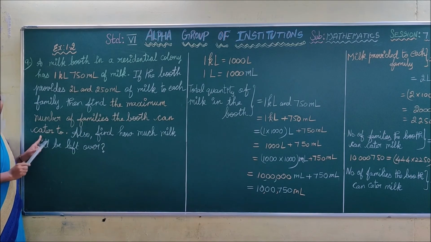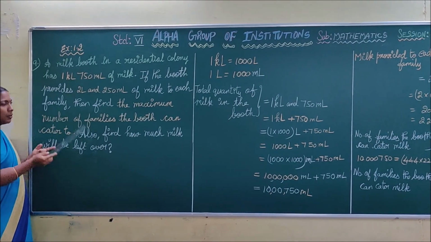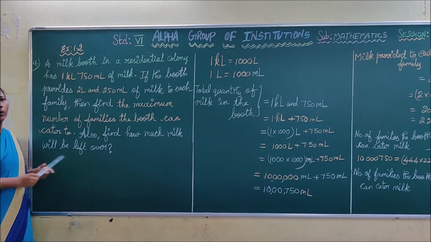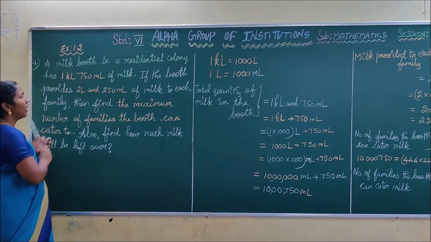As in the previous sum, we are going to find the number of families the milk can be provided to, and how much milk will be left over. That is the same model sum. Okay, let us see the solution. Before that, observe the values, children.